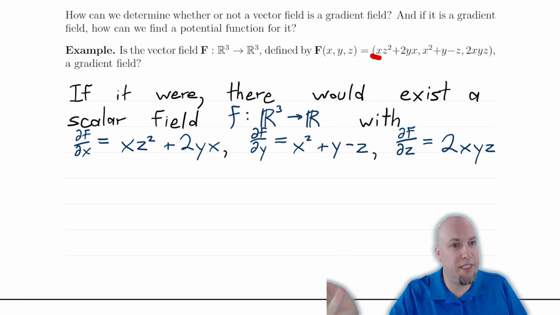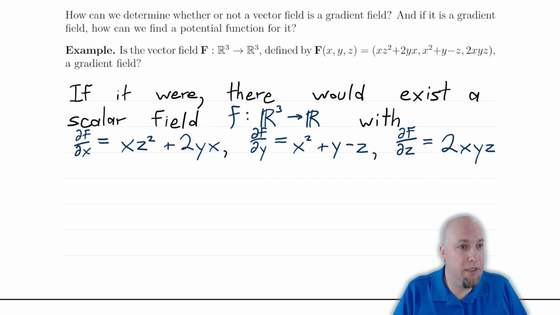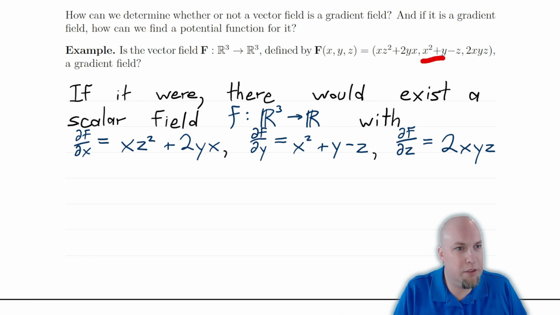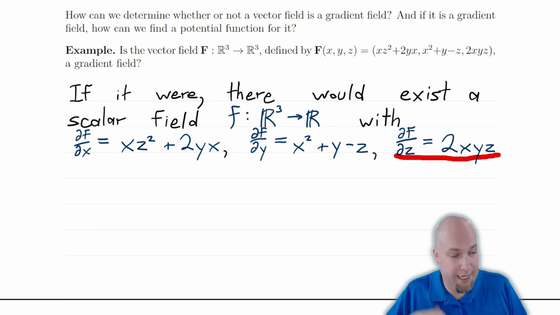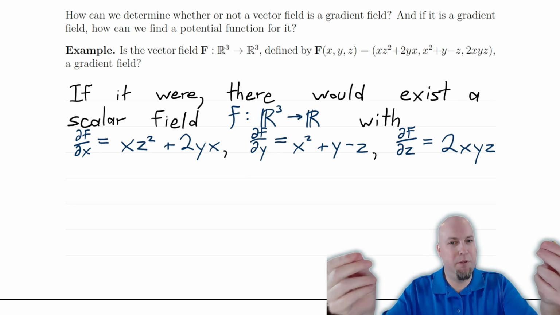In other words, the first entry would have to be the x partial derivative of that scalar field, okay? So if there were a scalar field for which this is a gradient, then the x partial derivative of it would have to equal this first entry. And the y partial derivative of it would have to equal that second entry, just because that's how the gradient works. It's the x partial, then the y partial, then the z partial. So similarly, the z partial of the scalar function would have to be 2 times x times y times z. Okay, now though, if that were true, what would happen when you go one step farther?